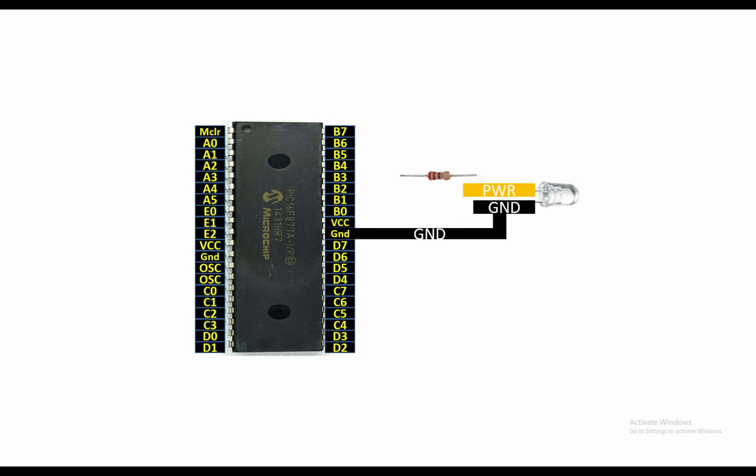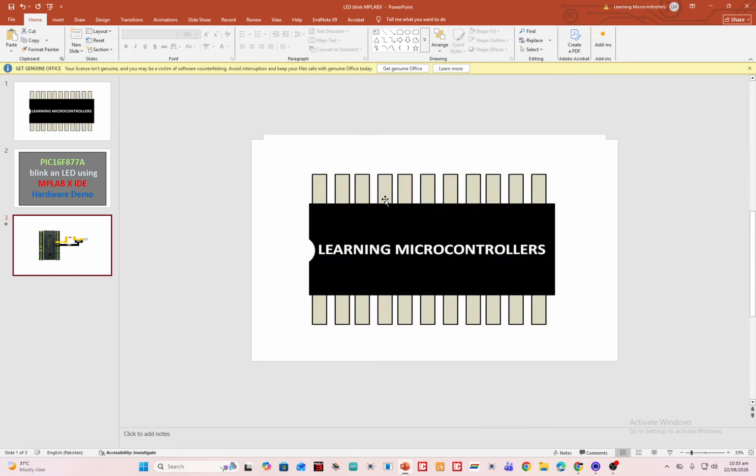To connect it, you connect the longer pin of your LED to one end of this 220 ohm resistor. From the other end, I will connect it to any available digital input output pin. Here I have all the pins available. I'm going to connect it to pin number B0 like this. In this way, the connections are completed. So now we will program this PIC using MPLAB X IDE. So let me show you the hardware, then we will move on to the programming.